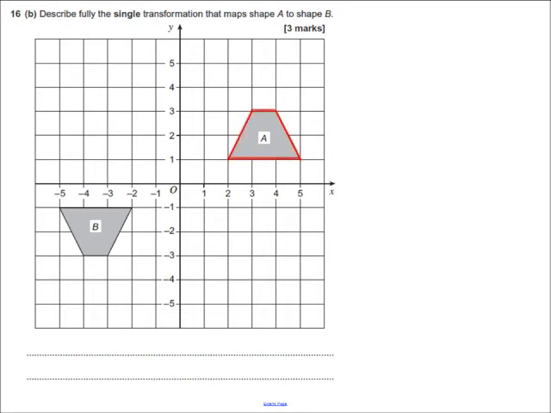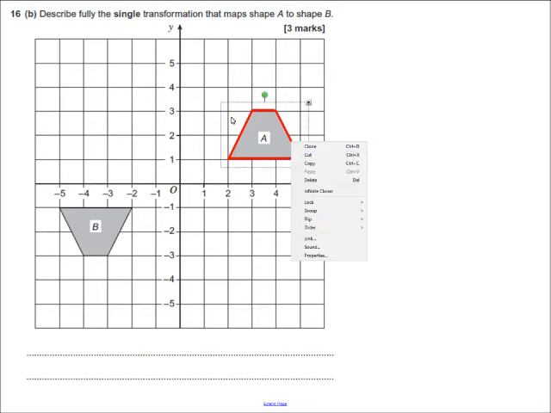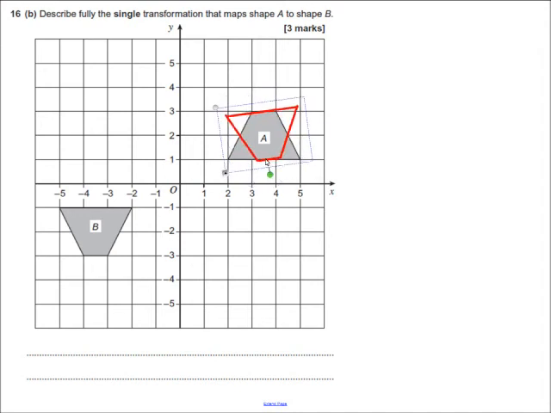So trace over your triangle A, placing your pencil on the origin, select your triangle, and I'm not able to do it on this software on the computer. Hold your pencil on the origin and the image, when you spin it around the center, will end up on top of B. So your object will end up on top of your image. And that can be done by tracing paper.